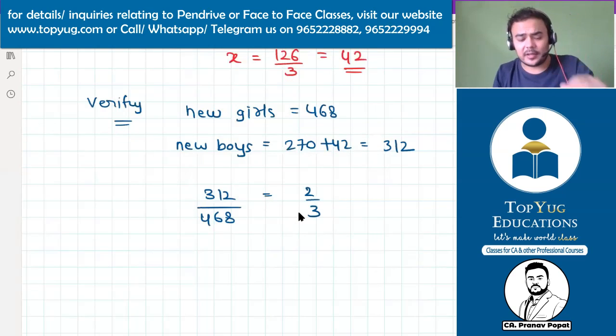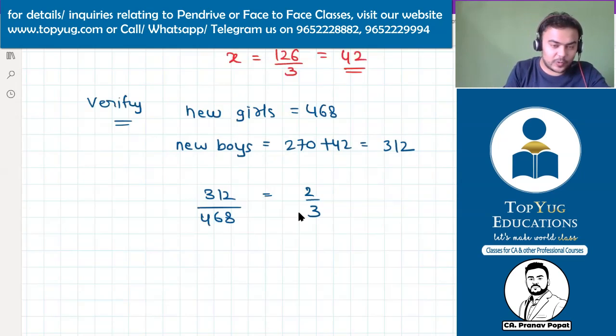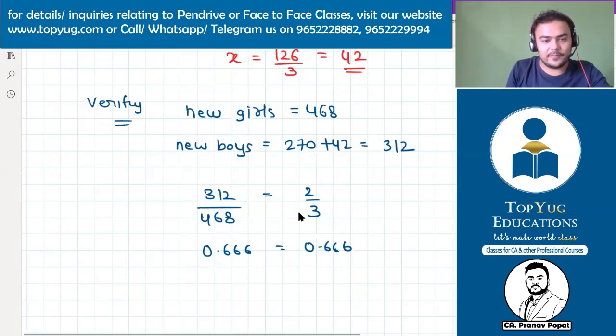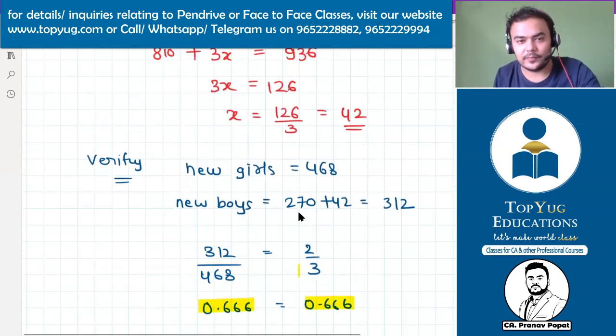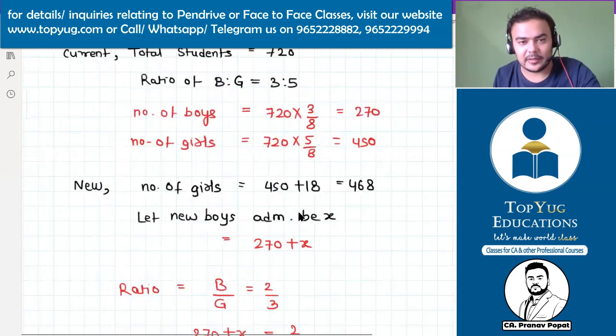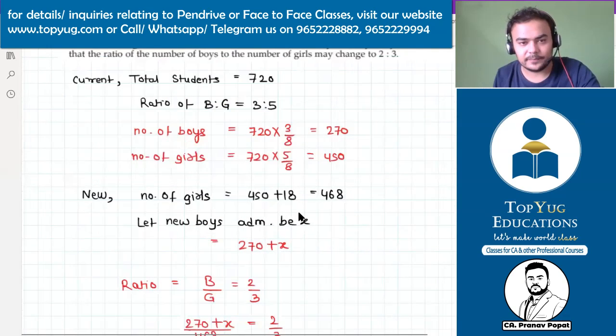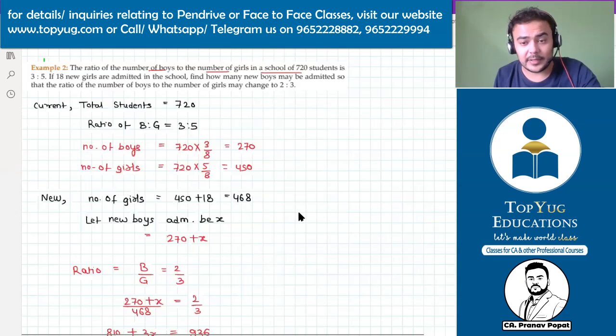How can we check this, sir? Just by dividing. 312 by 468 is coming to 0.6666. And 2 by 3 is also coming to 0.66. Is it verified? Yeah, so our answer is correct, 42. Tell me, guys, any issue in this question? I hope there should not be any.